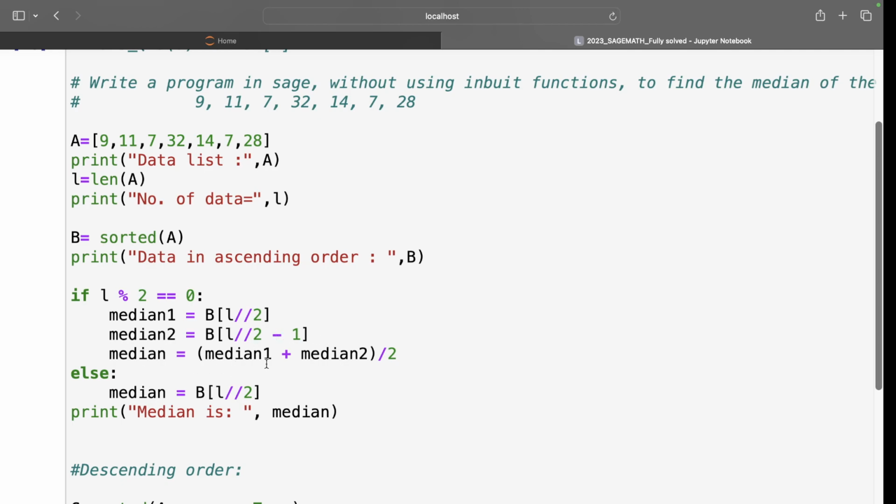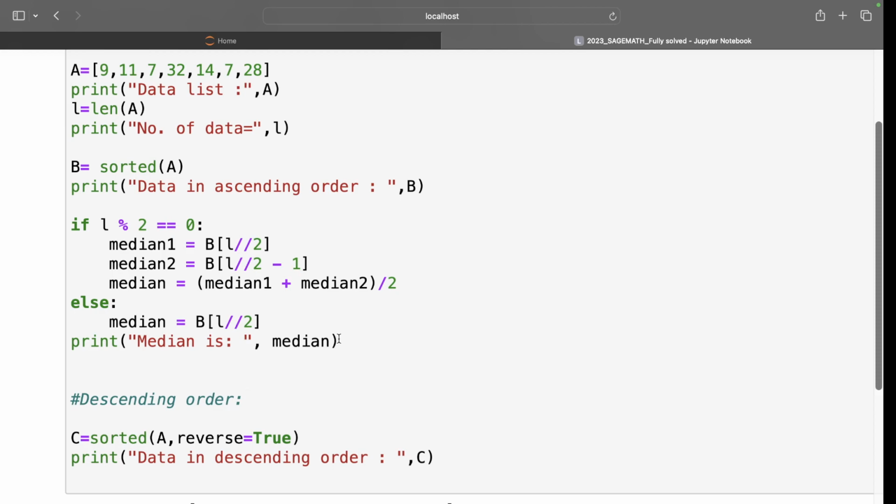This median is actually median 1 plus median 2, divided by 2. Else, median equals B of L double slash 2. Print median, which is the median.